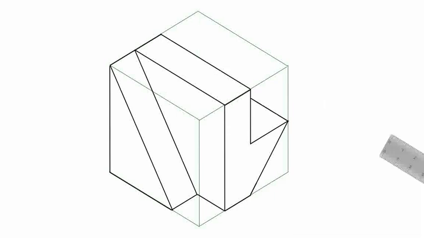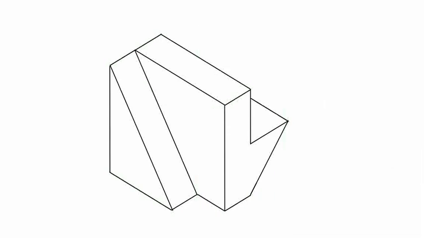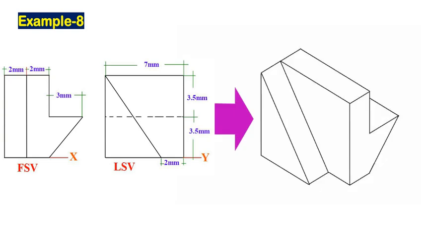And that's it for today's tutorial. We've successfully converted the 2D orthographic view into a 3D isometric view, building on what we covered in example 8.